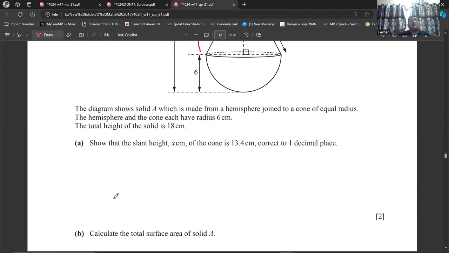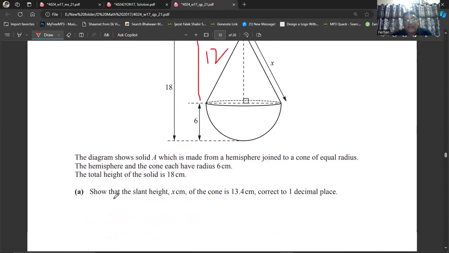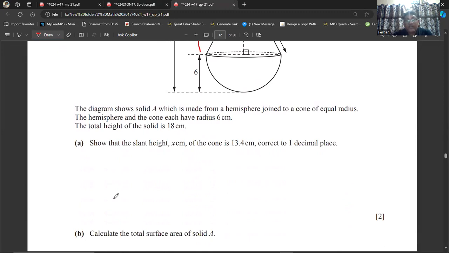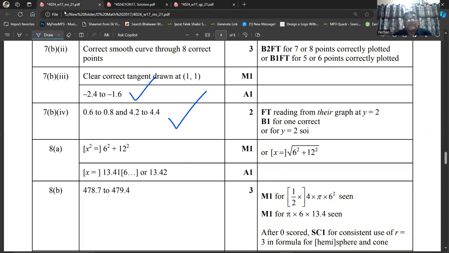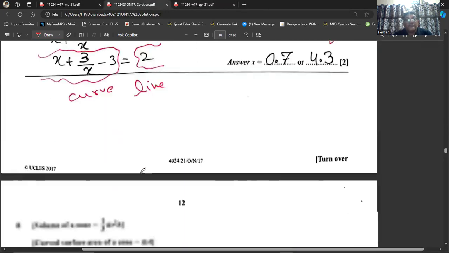He says the diagram shows solid A, which is made from a hemisphere joined to a cone of equal radius. The hemisphere and the cone each have radius 6 centimeters. The total height of the solid is 18 centimeters. Show that the slant height x centimeters of the cone is 13.4 centimeters, correct to 1 decimal place. Okay, so it is a 2 marks question. So let me show you.